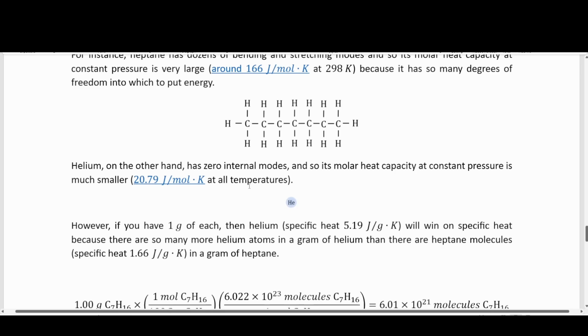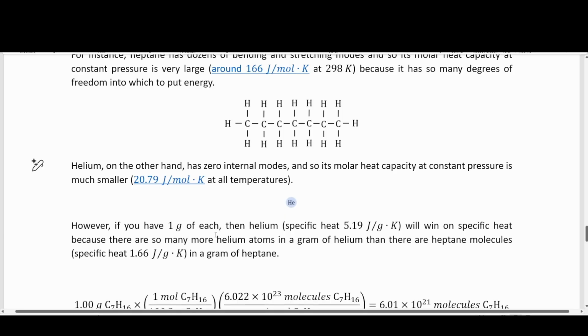Helium, on the other hand, has 0 internal modes, so it's just a single atom like this. There are no bonds to bend or stretch, and so its molar heat capacity at constant pressure is much smaller, at 20.79 joules per mole Kelvin at all temperatures. The reason this is at all temperatures, as we saw in video 10, is because it doesn't have those internal degrees of freedom, so it doesn't have any stretches in particular which can actually be activated at higher temperatures.